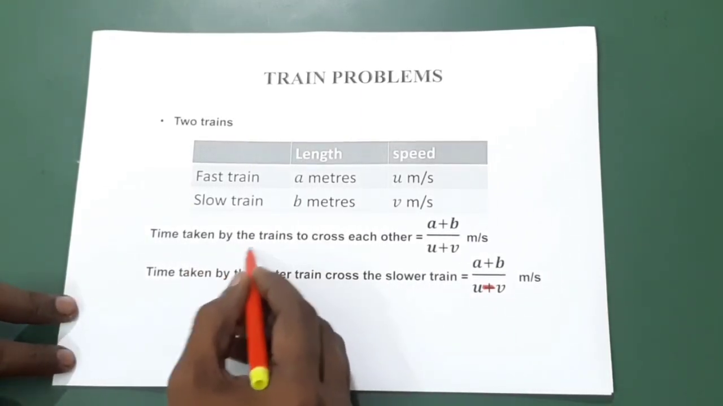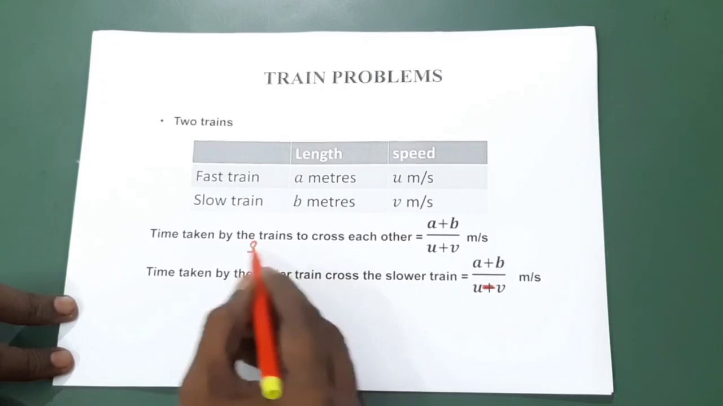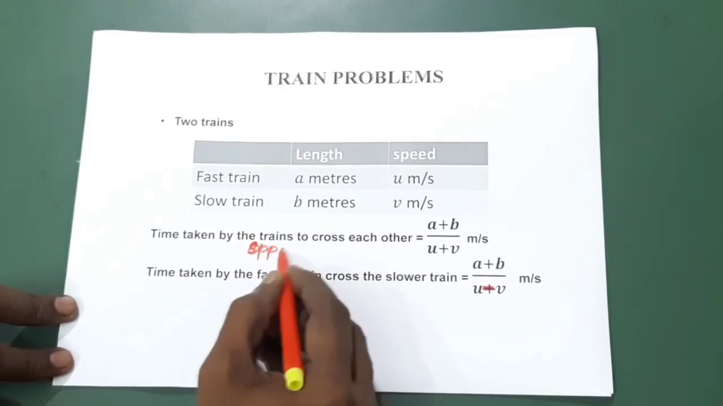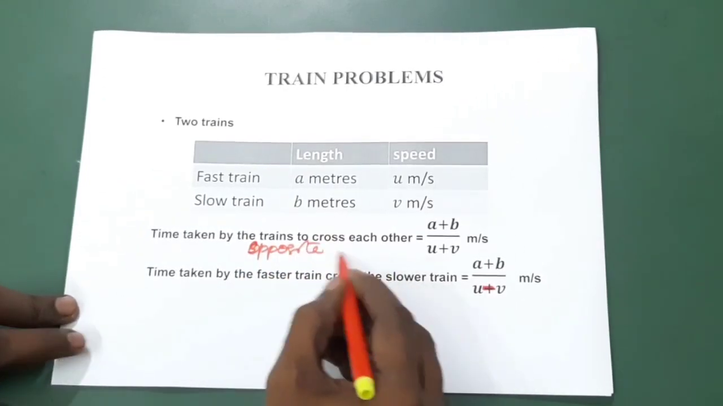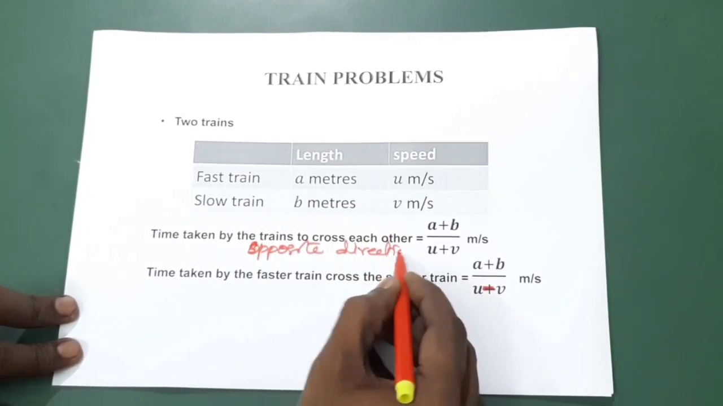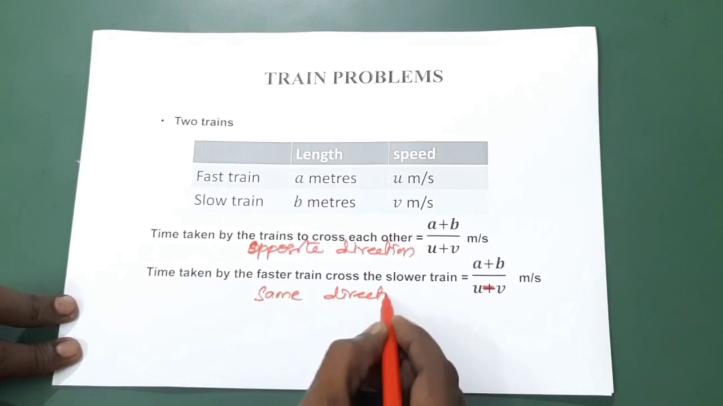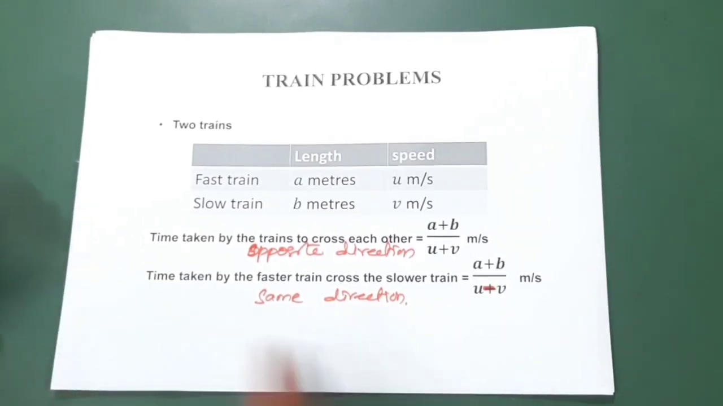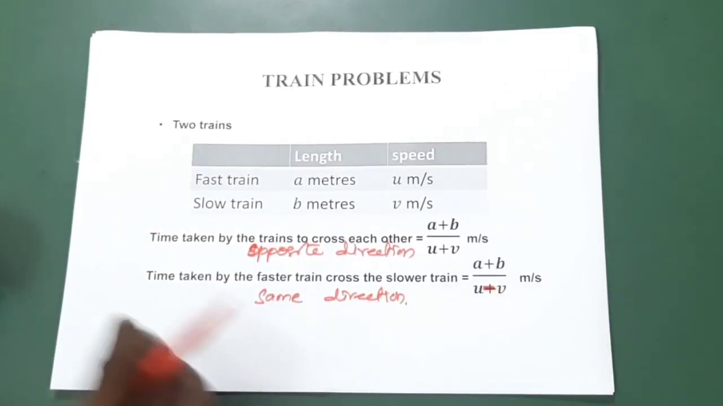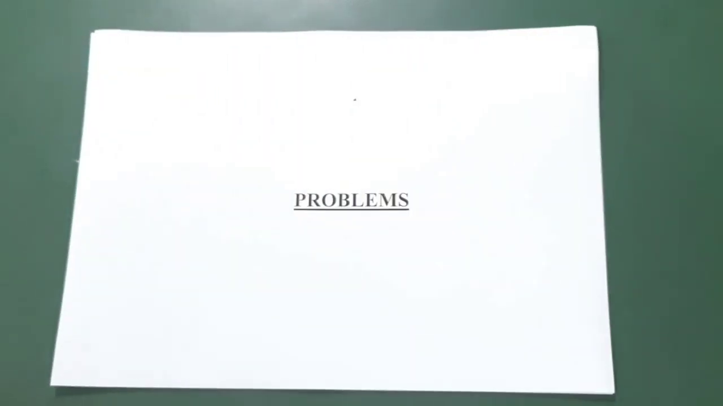That means this is in the same direction, and this is in the opposite direction. This is in the same direction, that's why you are getting u minus v. Next we are going to see the problems.